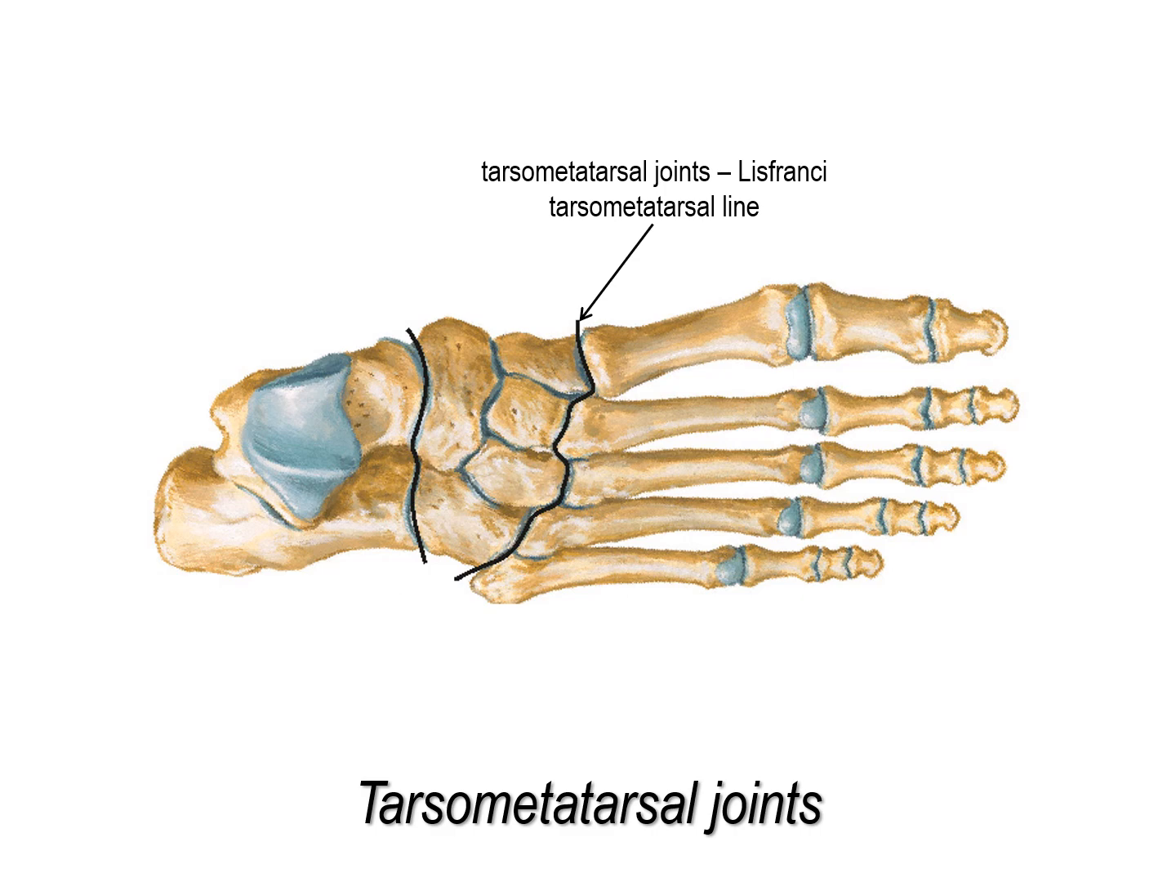Tarsometatarsal joints are plain type of synovial joints. They are connected by dorsal, plantar, and interosseous tarsometatarsal ligaments. These joints permit only limited gliding movements.